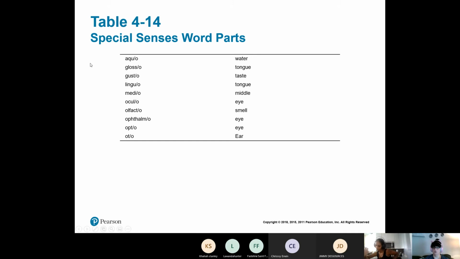Aqua, obviously water. Glosso, this refers to tongue. It's weird, huh? Gust, that's taste, right? Lingo, that refers to the tongue. Opt, the ear, and ought. I'm sorry, opt is eye and ought is ear. So that's why you'll hear of optic drops, right? Because optic is eye, right? And we'll get familiar with these.